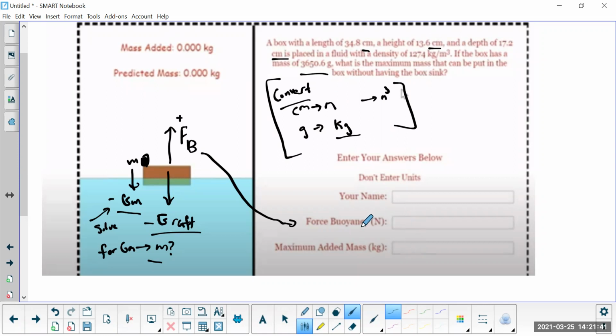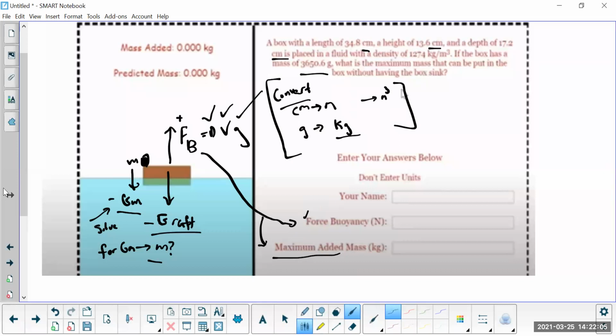The box has a mass, and you want to convert that to kilograms because that's what we work in. So here you have two things to answer. You're supposed to answer the buoyant force. Once you get the density times the volume times the 9.8 gravity constant, you should be able to figure that out. It tells you the fluid density already, so you have that number. The volume you can figure out from length times width times height, and you multiply that by 9.8. So you'll be able to get that number pretty easily.